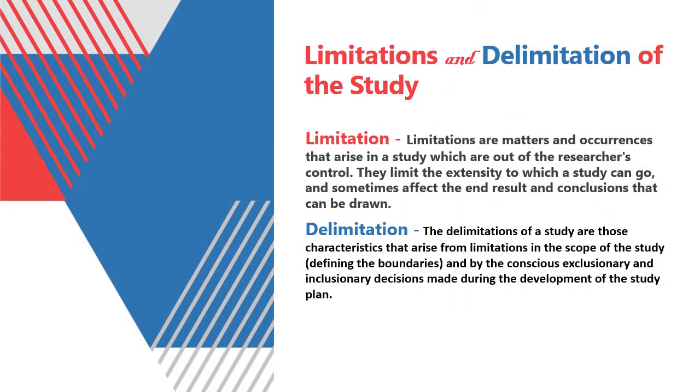Next are the limitations and the delimitations of the study. So let's first define the limitations. The limitations are matters and occurrences that arise in a study which are out of the researcher's control. They limit the extent to which a study can go and sometimes affect the end result and conclusion that can be drawn. Each study, no matter how well constructed and conducted, has limitations.